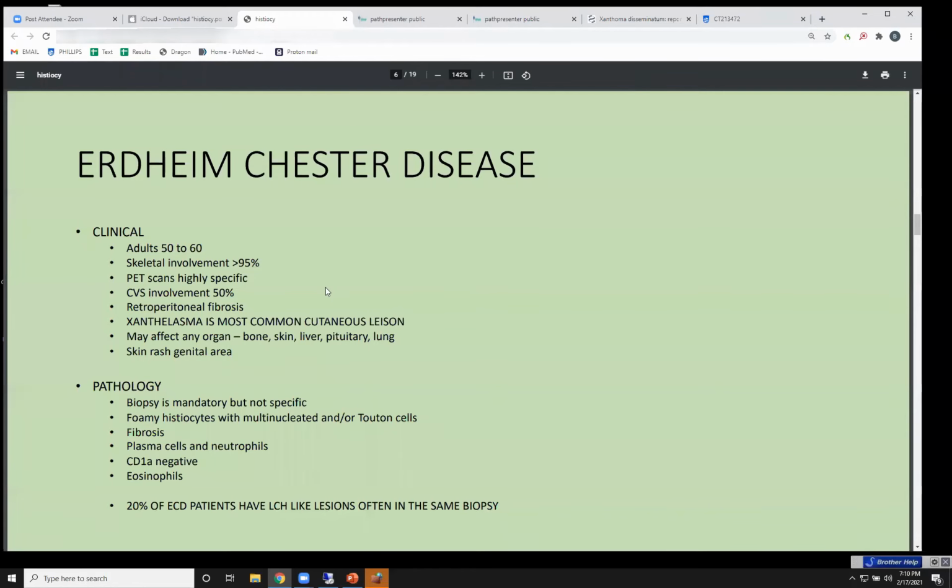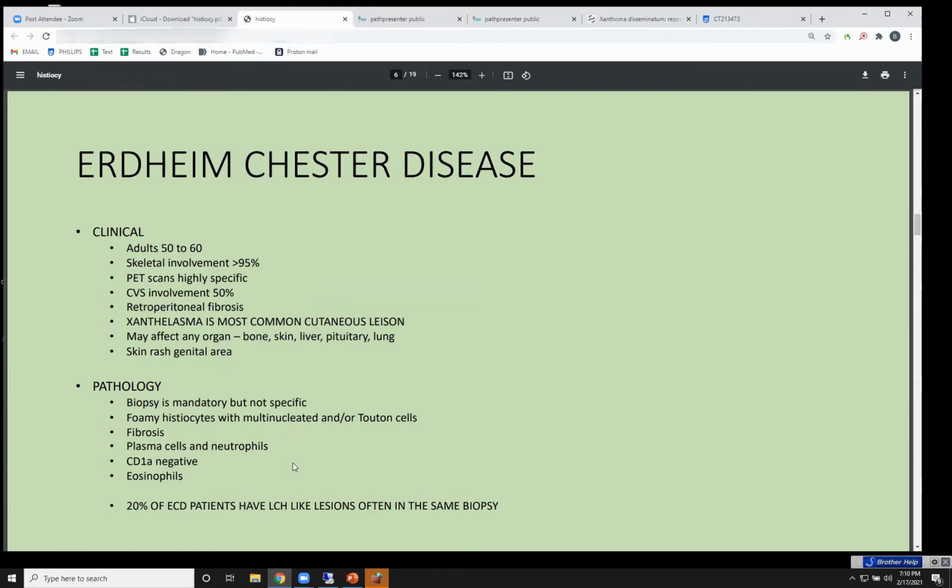Sorry, that's not often, but it can have that. So the pathology for this is not specific, but it's mandatory to do a biopsy. If you see a xanthelasma-like lesion, then the histology is just going to be like xanthelasma. But otherwise, other lesions have got foamy histiocytes with multinucleated or Touton-type giant cells. There's fibrosis, there's plasma cells and neutrophils. Importantly, CD1a is negative, and you can find eosinophils in the infiltrate.